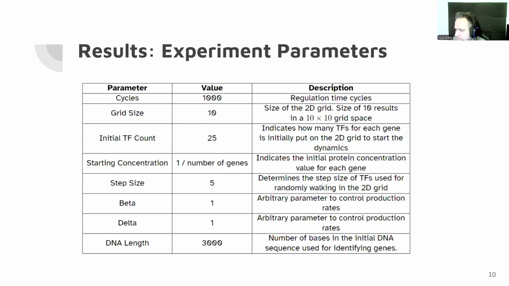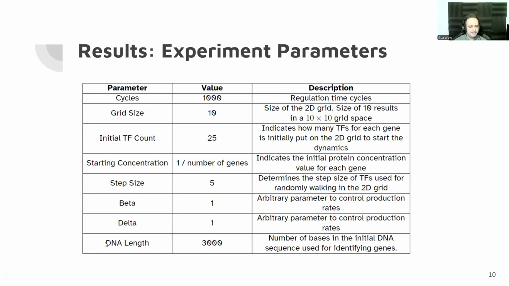So let's talk about some experiments that we conducted using our system. These parameters that you can see here are the general parameters that we use for most of the experiments, unless we stated otherwise. The number of cycles is 1,000, so that's 1,000 time cycles for each model that we have. Then we use this grid size, and the number of transcription factors. As I said, it's the same for all of the genes at the beginning or throughout the system. And then the starting concentration level. We don't start from zero. Usually we start from the same concentration level for all of the proteins that are available in our system or can be produced in our system. Then there's the step size for the random walk. There are two parameters that we use in our formula that are basically arbitrary parameters that control the production rates.